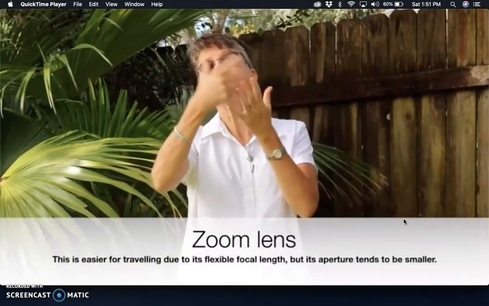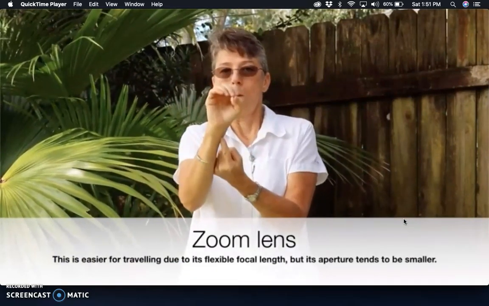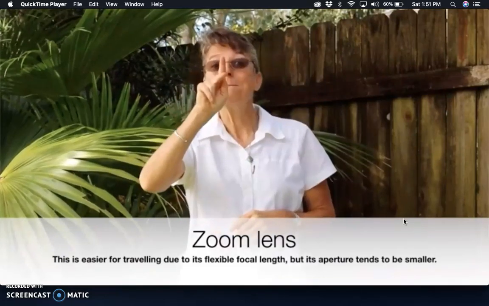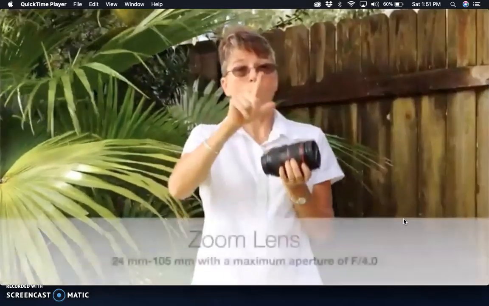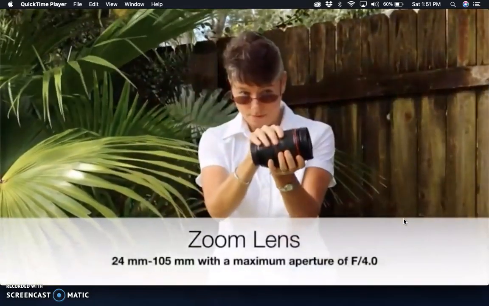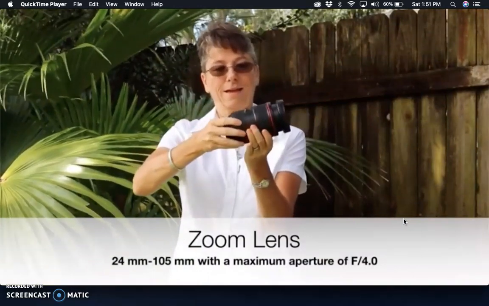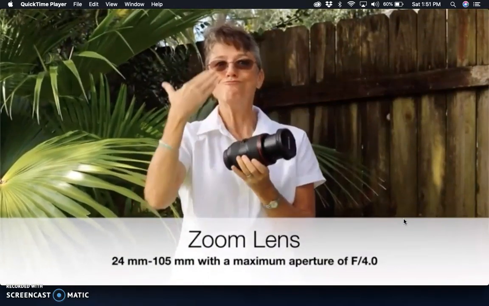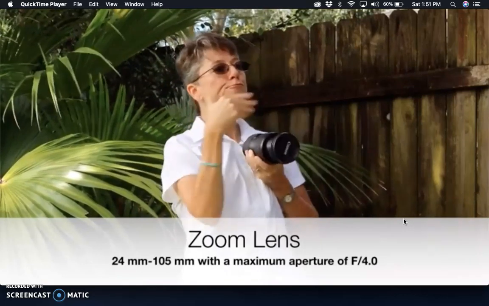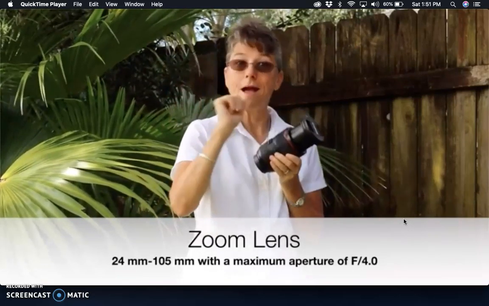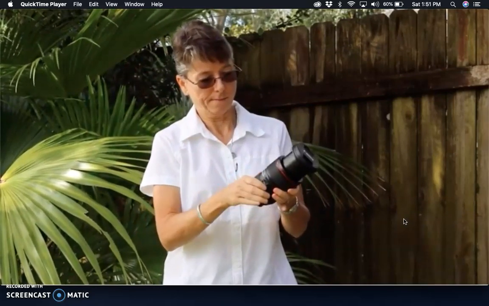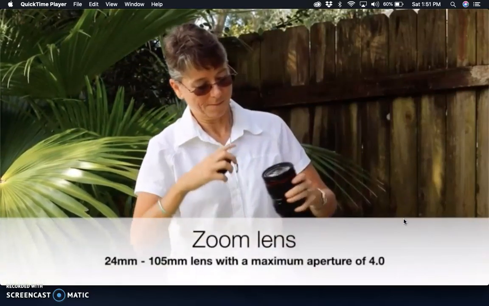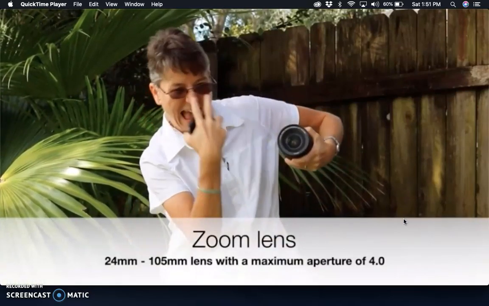So when you're traveling, if you want different distances, you may want to invest in a zoom lens. However, the aperture in it tends to be smaller. This is a 24 millimeter to 105 millimeter. You can change the distance while you stay in one place on this camera. However, the lowest aperture setting is a 4.0. This is where it's written.